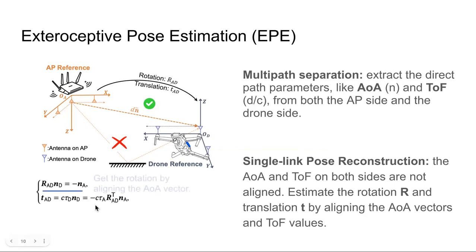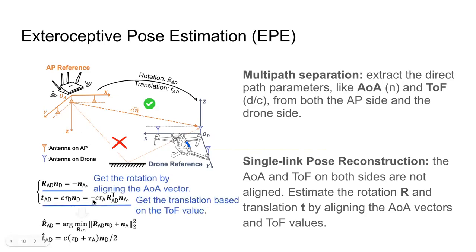Second, tau here is the time, tau_D. There is a round-trip time, multiplied by the speed of light and divided by 2, which gives the distance, the length here. Then we multiply by the drone's directional unit vector, and we get the translation vector here, right?